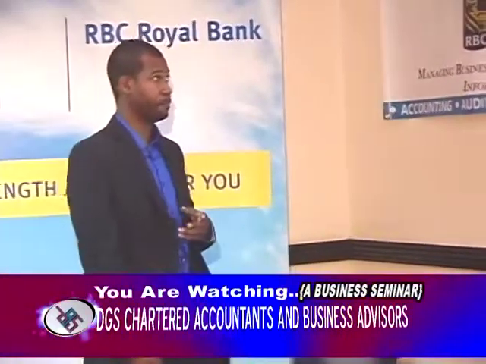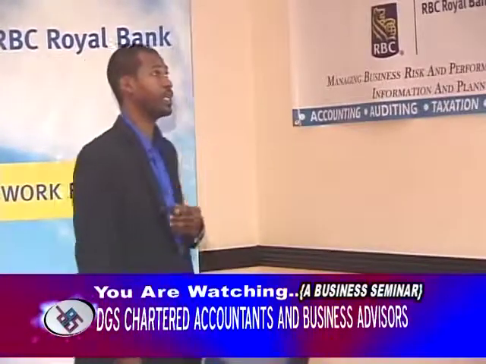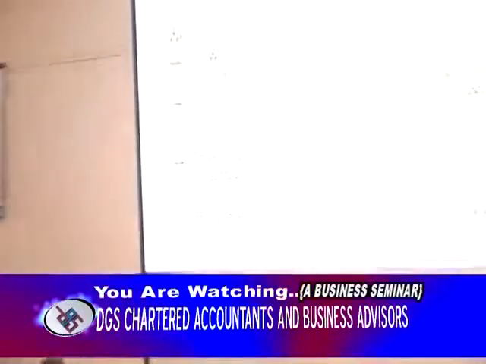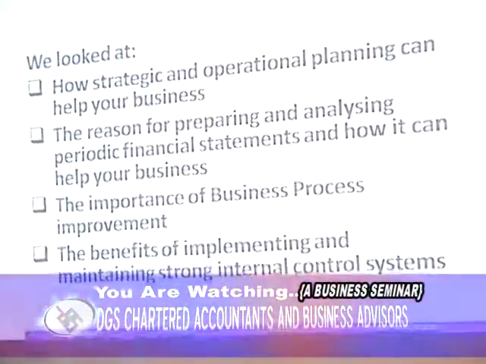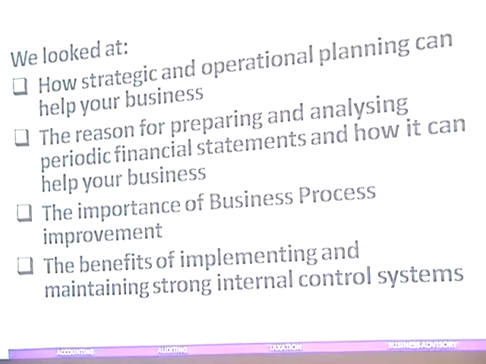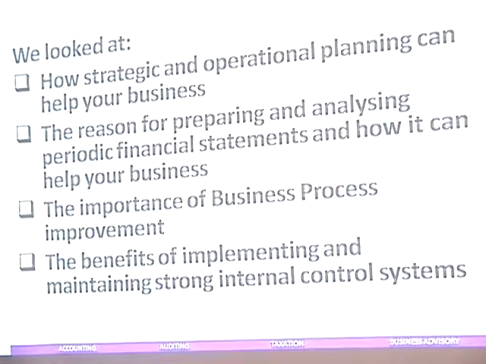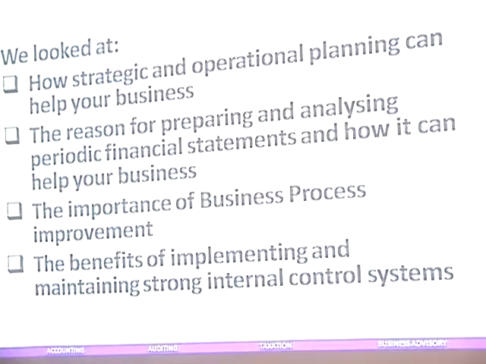Now, recap. We have looked at how strategic and operational planning can help our business. We have also looked at the reason for preparing and analyzing periodic financial statements and how it can help our business. We have also looked at the importance of business process improvement. Why do we need to conduct organizational review? We have also looked at the benefits of implementing and maintaining strong internal control systems.